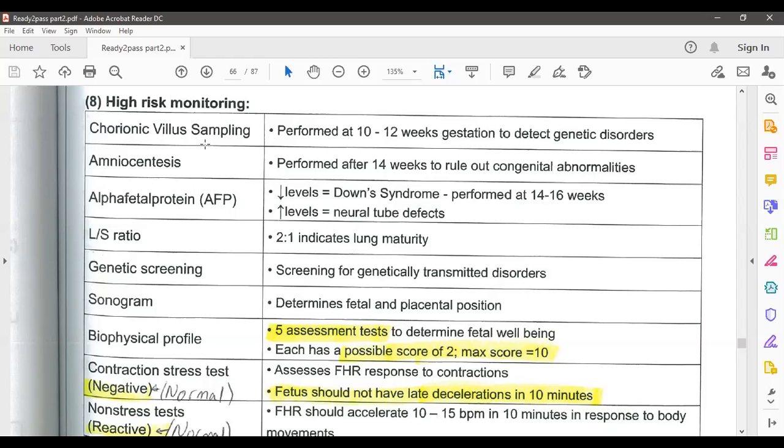First of all, the advantage. It provides early diagnosis of chromosomal abnormalities. Compared with amniocentesis, which is done at 14 weeks, chorionic villus sampling is done early, at 12 weeks. So if any abnormality is found, the parents can, if they want, terminate the pregnancy.